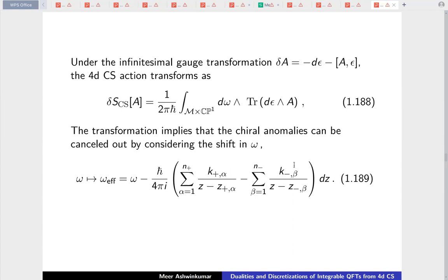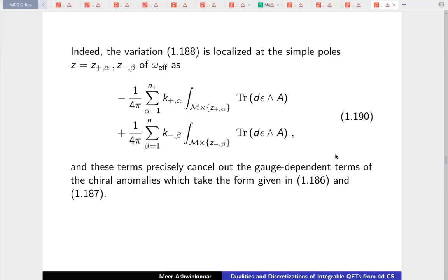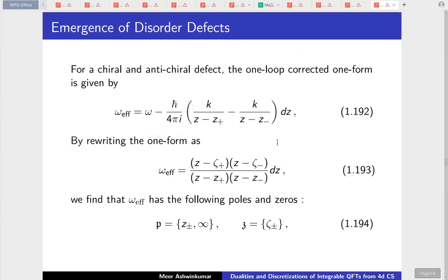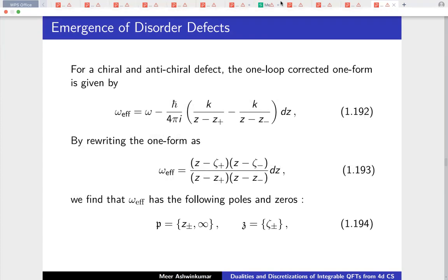So this is another important result, but this is of course not a result that was discovered by us. It was already discovered by Costello and Yamazaki, but for details of the calculation, I welcome you to look at the paper. And we also showed the cancellation explicitly. For example, here the variation is localized at the simple poles, giving rise to these terms, and the cancellation is shown precisely.